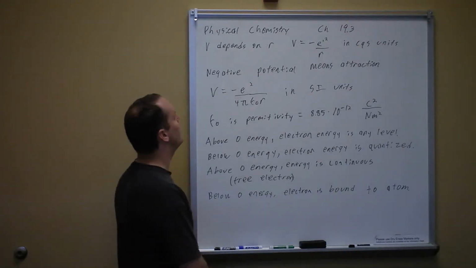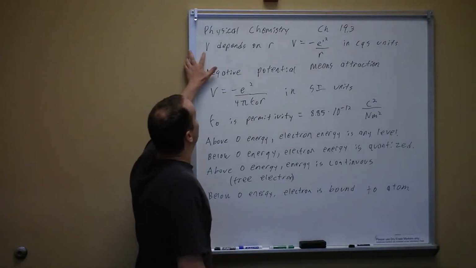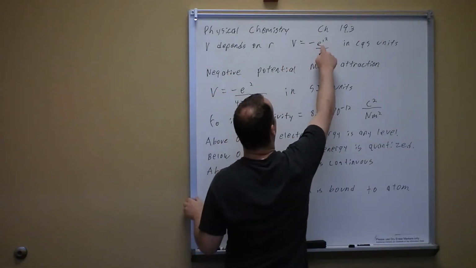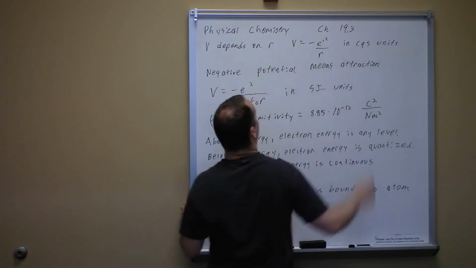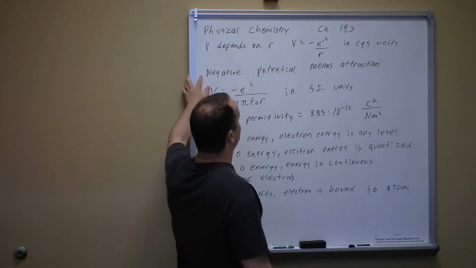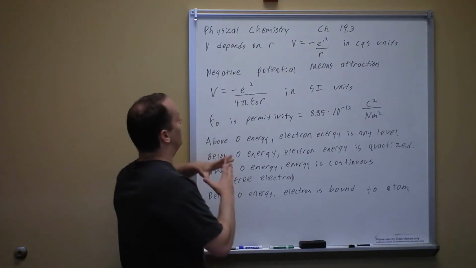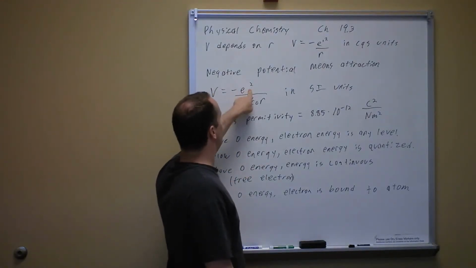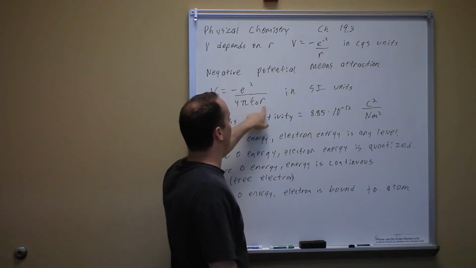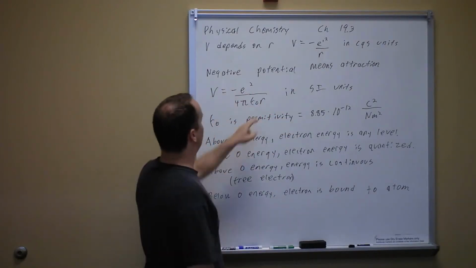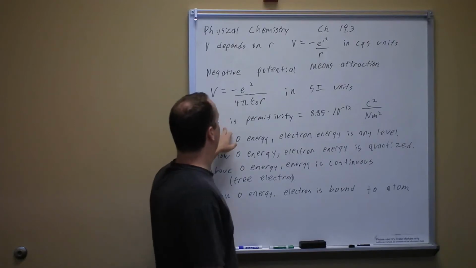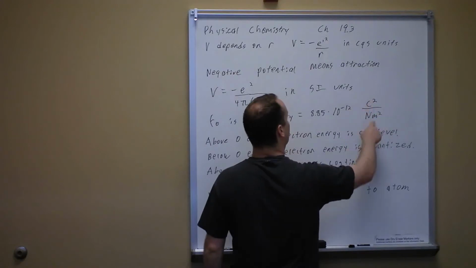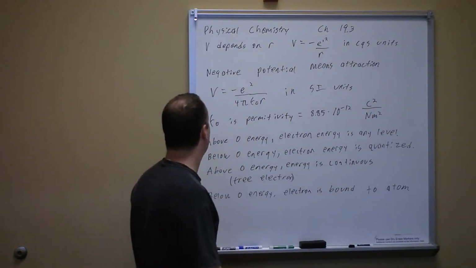Continuing on physical chemistry, chapter 19, section 3. The potential depends on the radius. The potential, remember, is minus e prime squared over r, using CGS units. It's negative because it's attractive instead of repulsive. So the potential is equal to minus e squared over 4 pi epsilon naught r in SI units. This epsilon naught is just for the purpose of getting units to work. It's called permittivity, and it's equal to 8.85 times 10 to the negative 12 coulomb squared per newton meter squared.